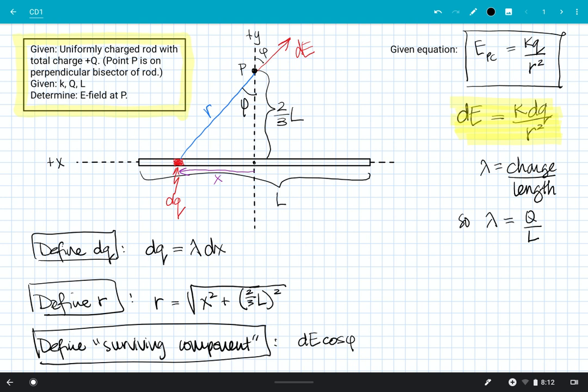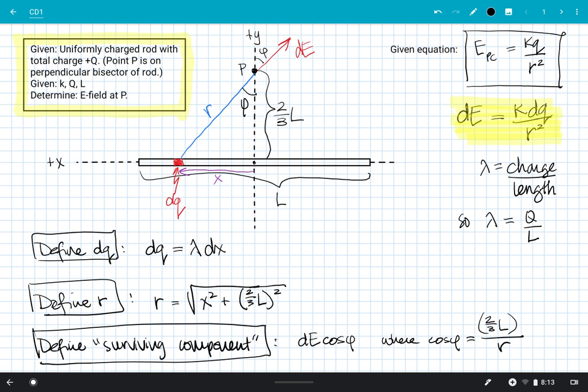Okay, so now I know that I'm not actually just adding up all the DEs blindly, because if I were to do that, I would do the wrong thing, right? I would not take into consideration that there is cancellation. And for these problems, you must consider that. It's up to you to consider that. You are smart, the math is not. So you have to set that up. So DE cosine phi here, and then we can define our cosine phi. So look at the right triangle there, right? So that'll be 2/3 L over R. And then we can simplify that. We have R in terms of x squared and L, right?